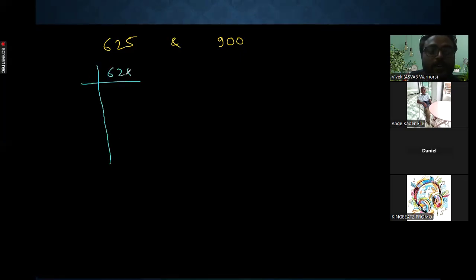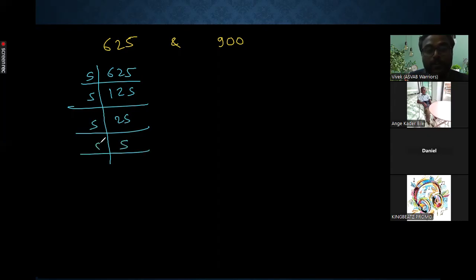625 can be divided by 5. What do we get? 125. 125 can be divided by 5, I'll get 25. 25 can be divided by 5, we get 5. 5 divided by 5 is nothing but 1.